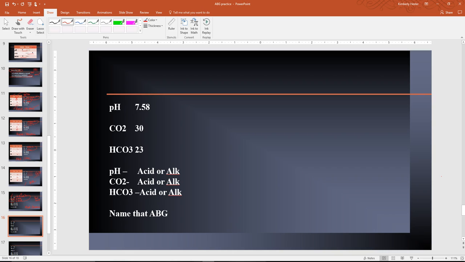All right, so let's move on to the next one. We're going to get our slash over here. So our pH level is 7.58, which we know is high, so that's an alkalotic state. Our CO2 is low. That is also an alkalotic state, not enough CO2, not enough acid. And then our bicarb is 23, which is normal. So the pH is alkalotic, so we know that this is alkalosis, and the problem comes in from the respiratory system.